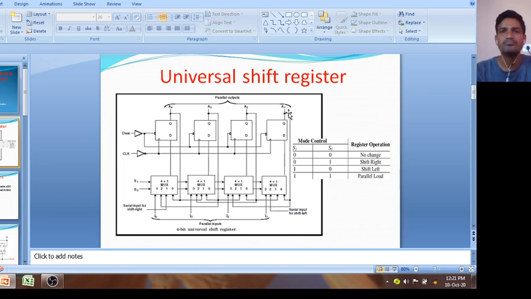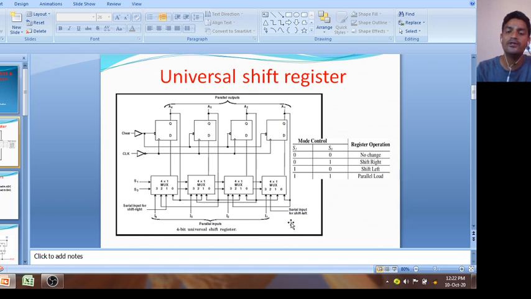0 1 is I1, you will use I1 and give input here, and the output of this is connected to this I1, output of this is connected to this I1, output of this is connected to this I1. Okay, in case of 1 0, shift left. Now 1 0 means I2, so you will use I2 here.